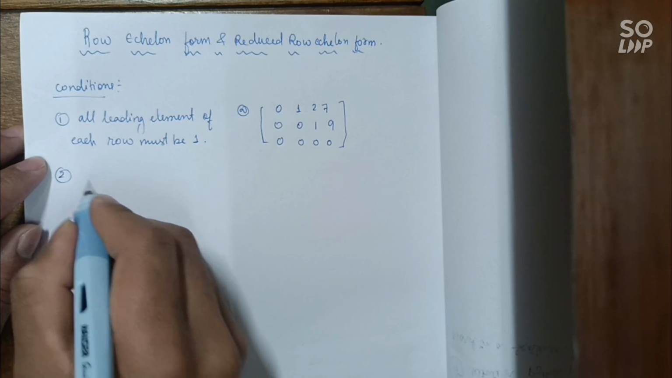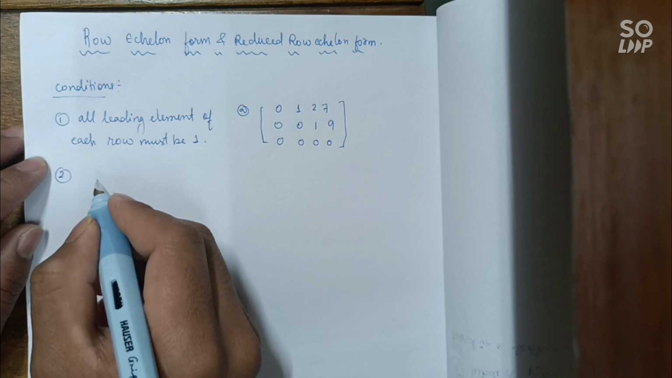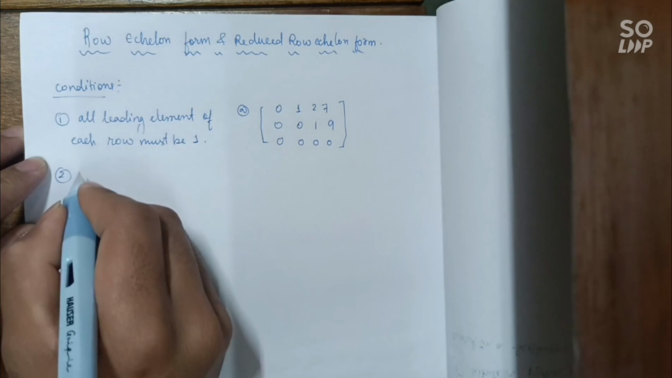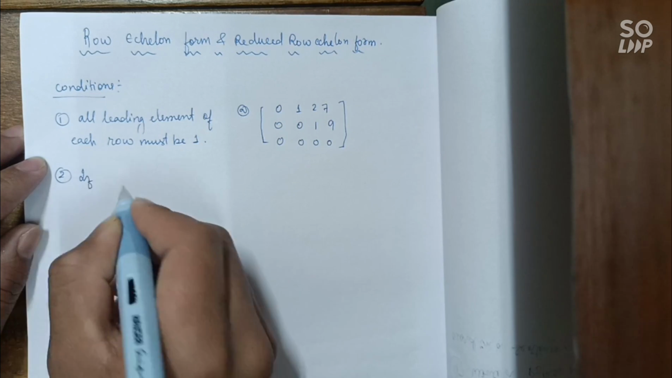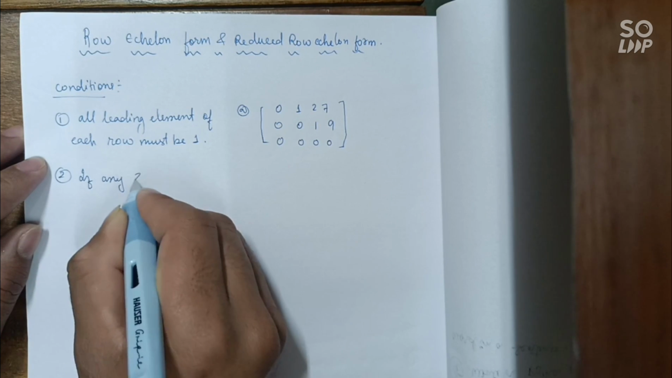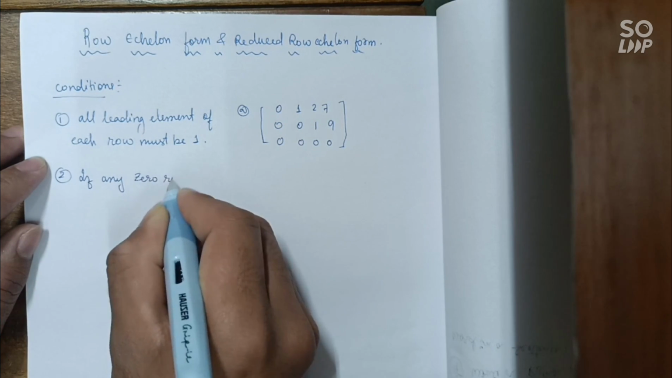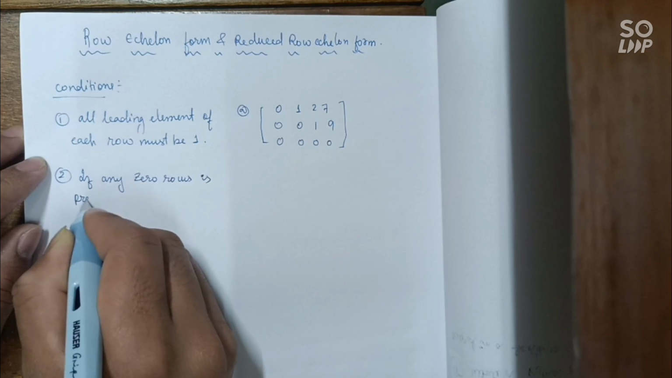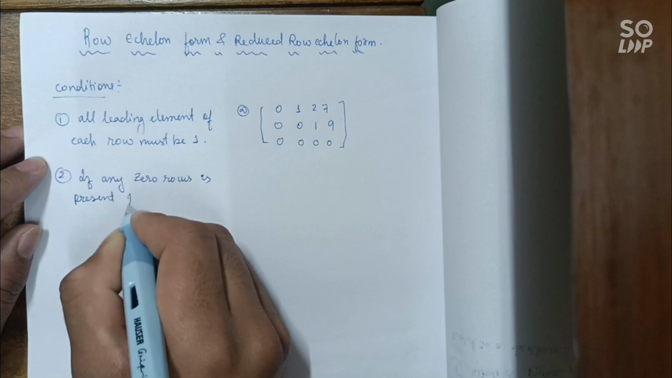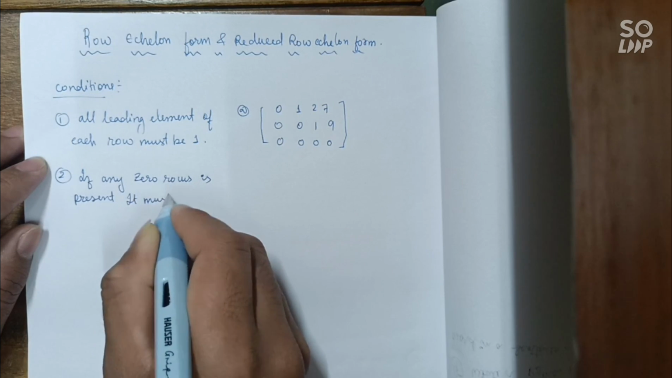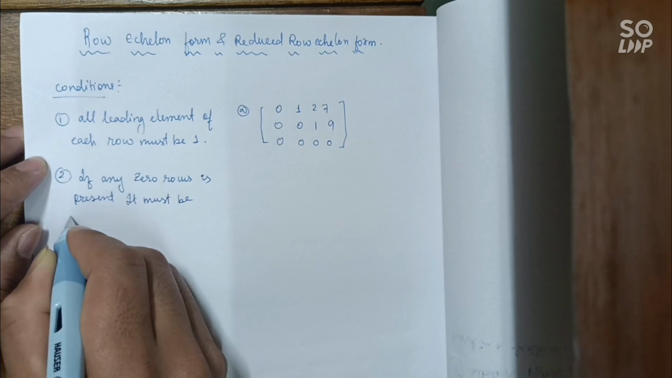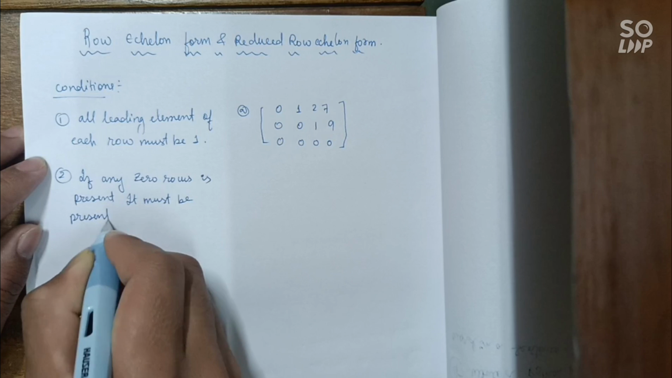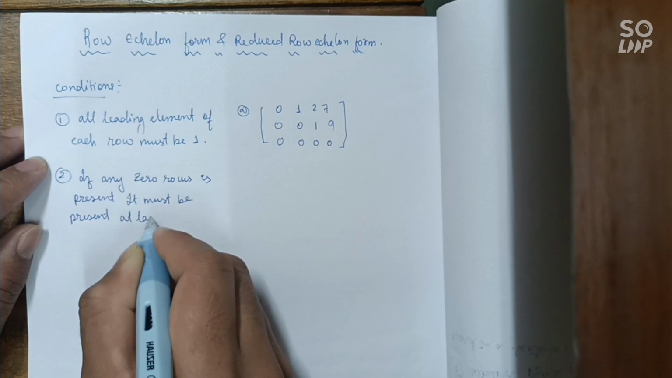Number 2 will be, if any 0 row is present, then it must be present at last. So let's write here, if any 0 rows are present, it must be present at last.